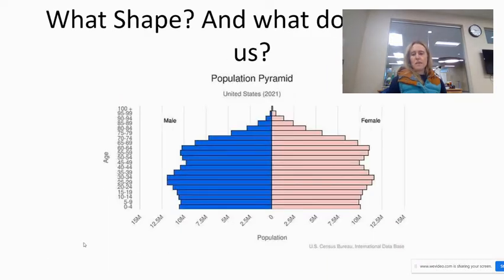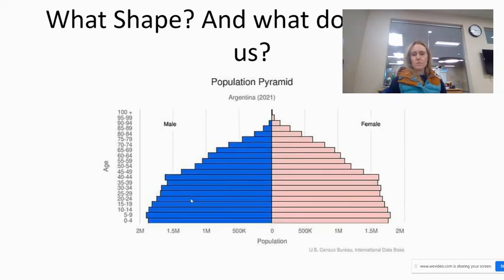All right, so we already talked about the United States. I define the United States as more of a box shape. I know it's not a perfect square or perfect box, but it is pretty similar up and down. All right, this is Argentina. So ask yourself, what shape is this?